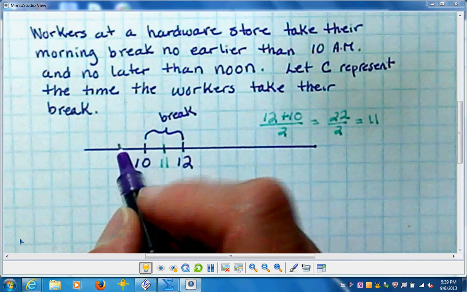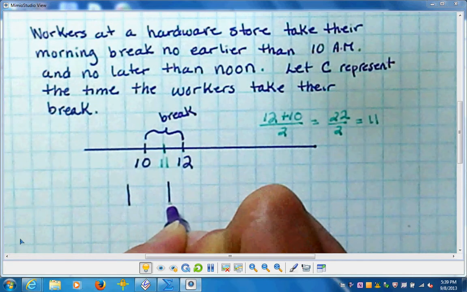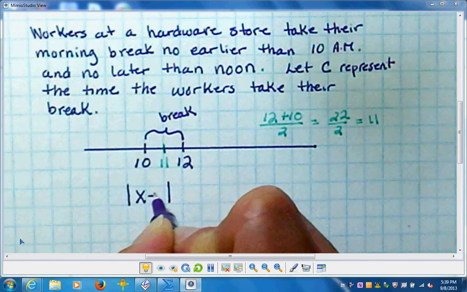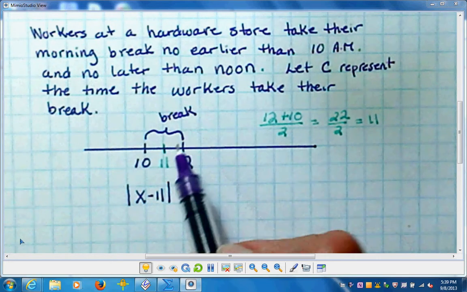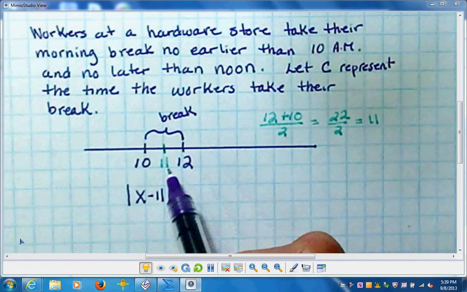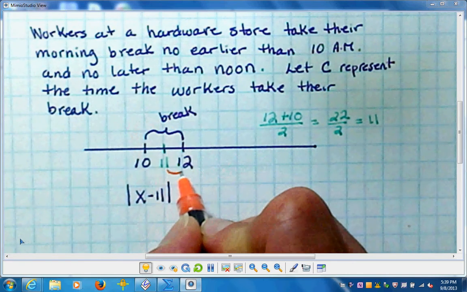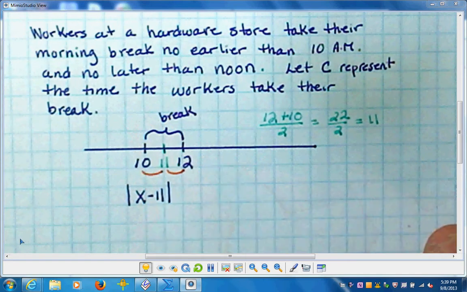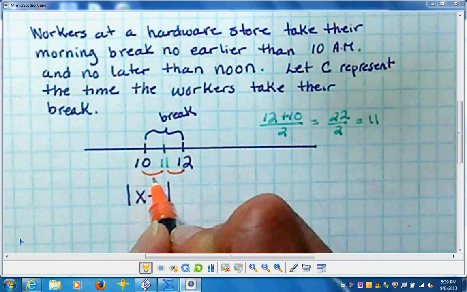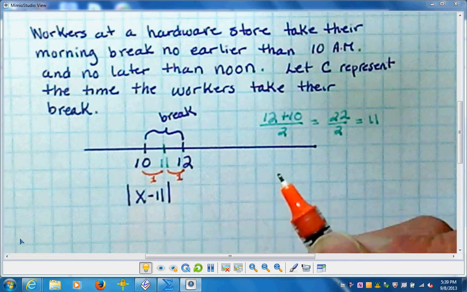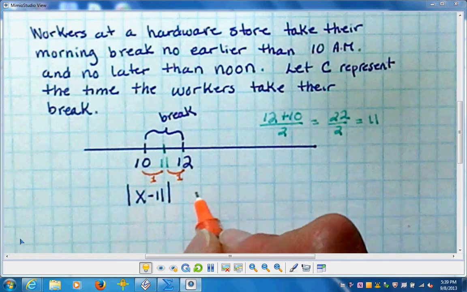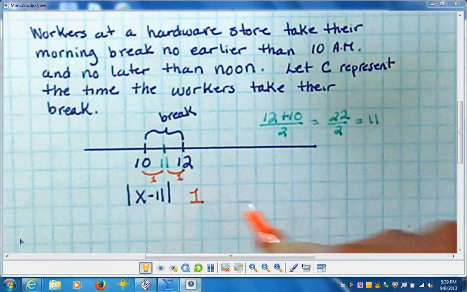So I'm going to write my absolute value is going to be x minus 11, because it's always opposite of what we see here. And what's my distance? My distance from 11 to 12, or from 10 to 11, is 1, isn't it? That's a distance of 1, and that's a distance of 1. So then that means my distance is 1.